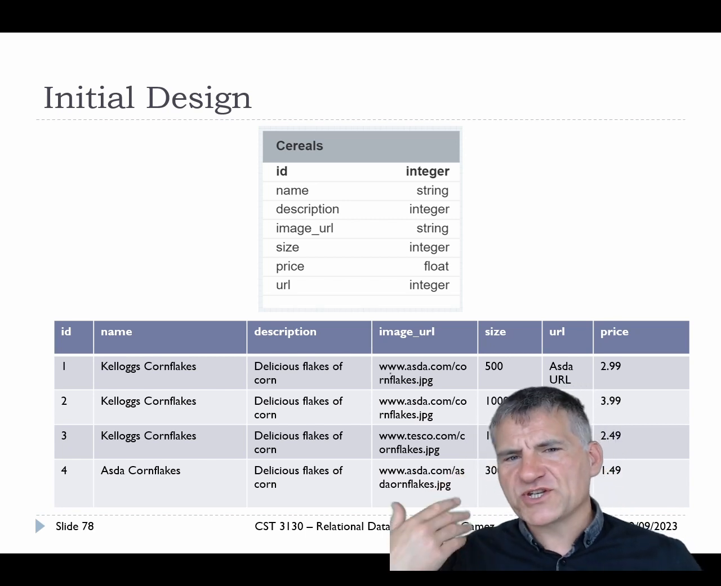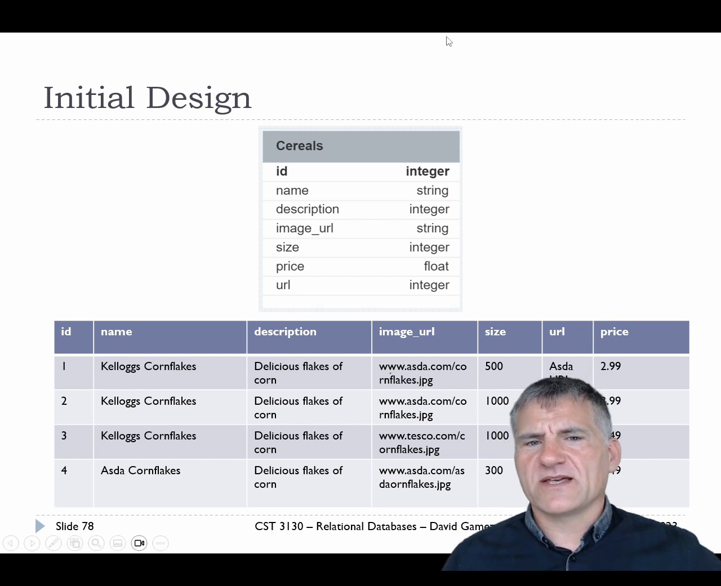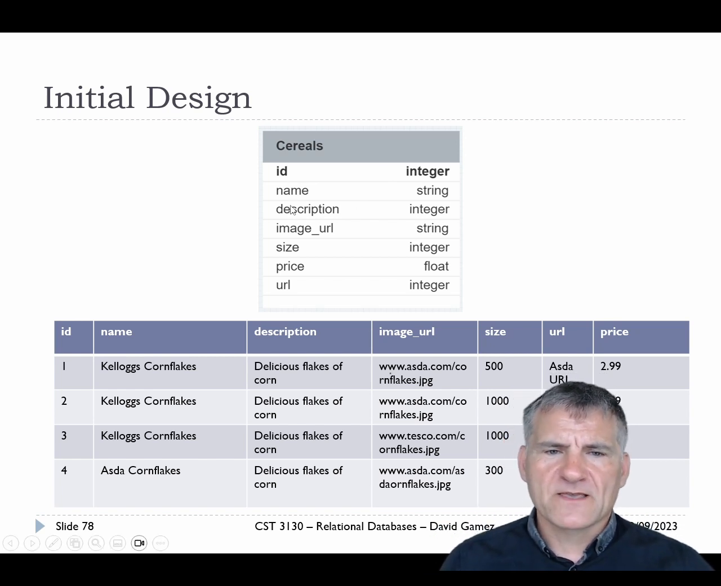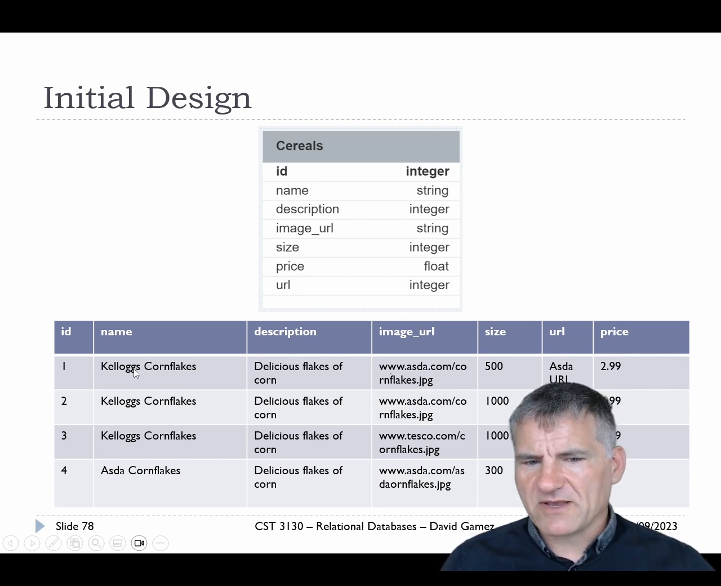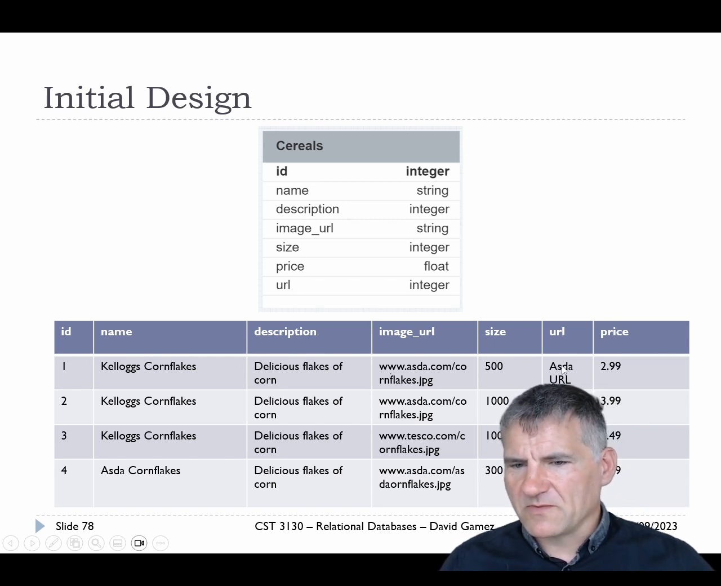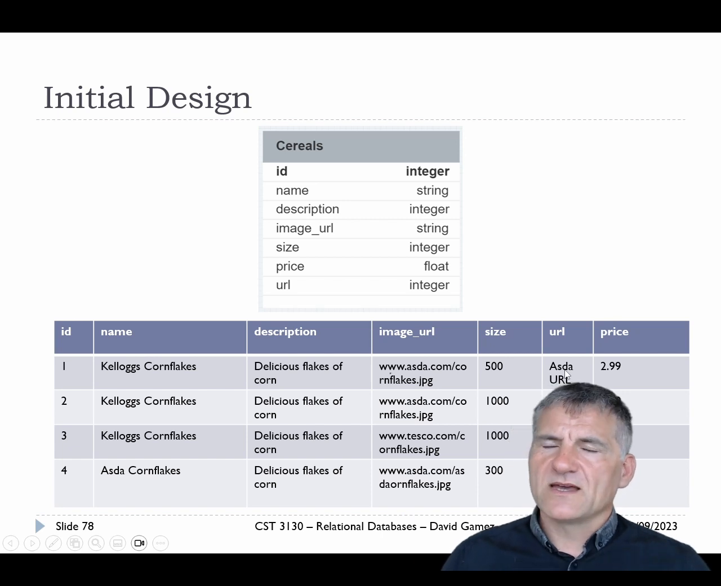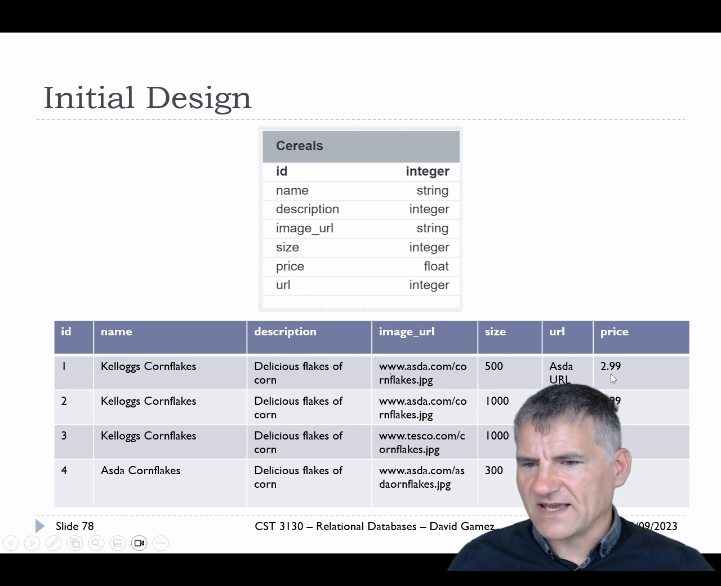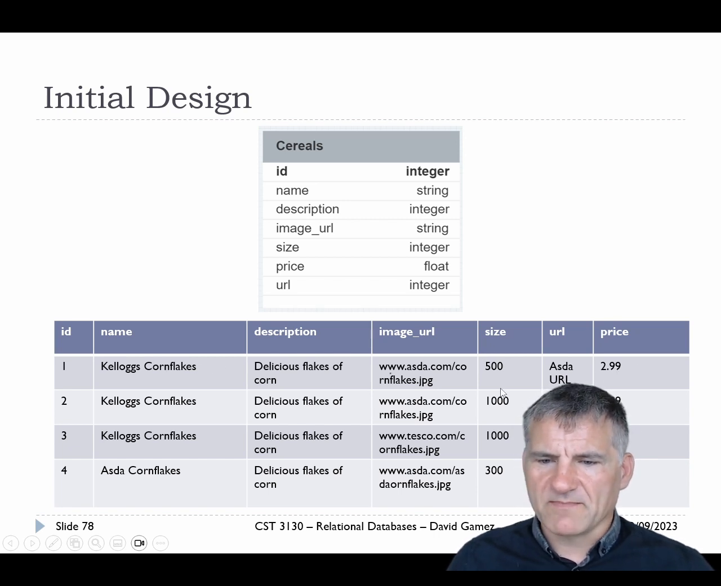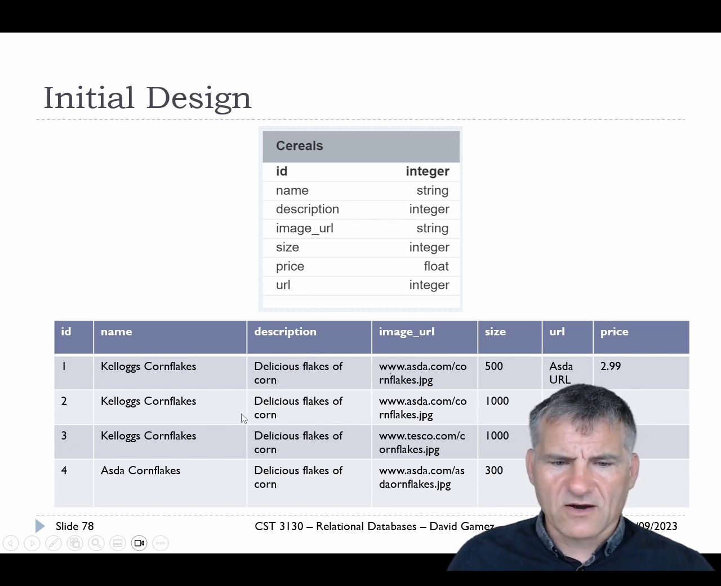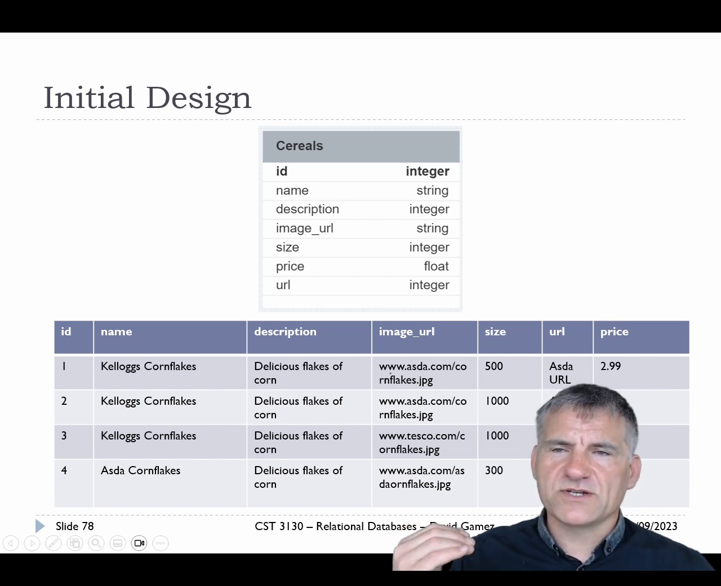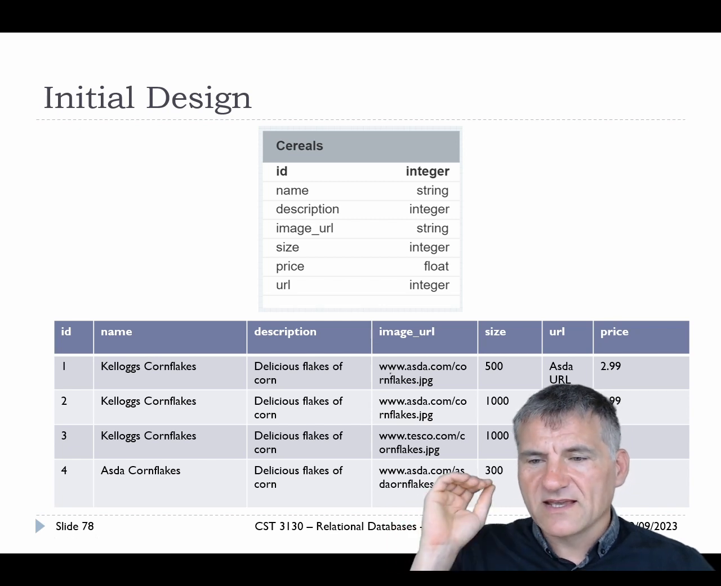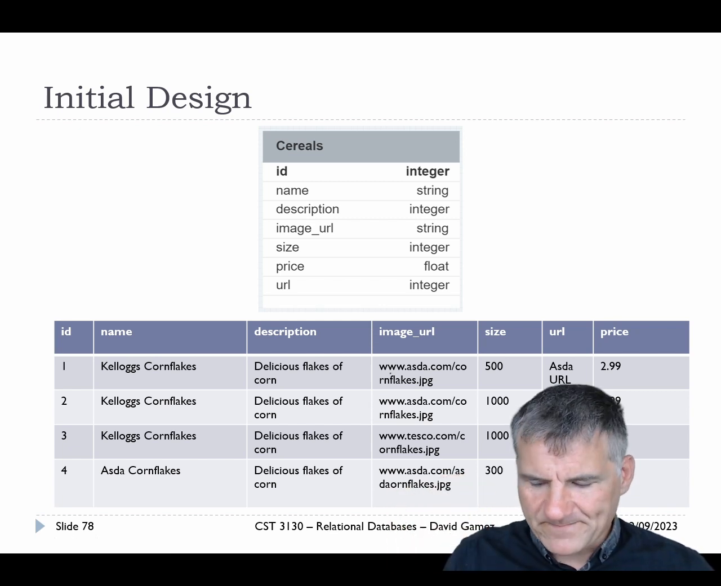So you might think we could just shove everything together in a single table. So we've got a single table called cereals. It's got an ID, name, description, image URL, maybe the size, the price, and URL. And here we've got an example of this table. So everything's in here. Remember this is a price comparison website. So I want to be able to store the URL where I can buy a 500 gram box of Kellogg's Cornflakes at $2.99, or the URL where I can buy a 1,000 gram box of Kellogg's Cornflakes at $3.99. We're storing the relationship between places where I can buy things, the price I can buy them at, and what those things are.